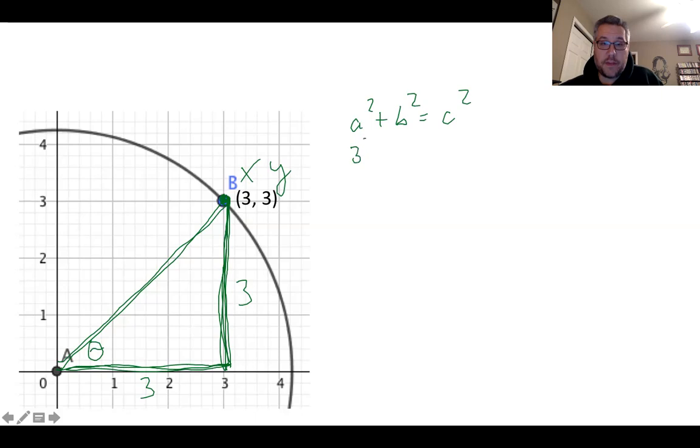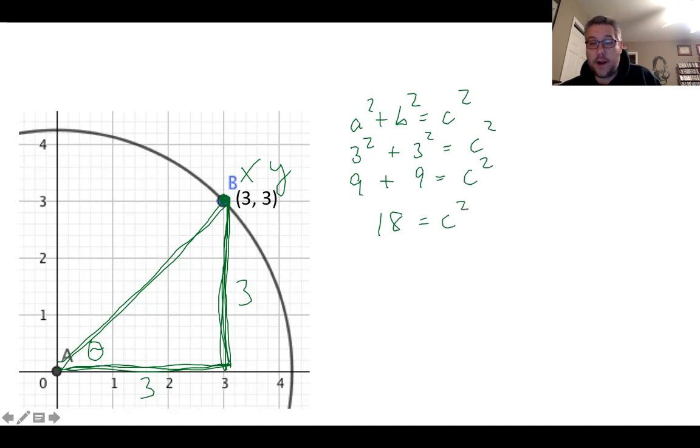So we've got 3 squared plus 3 squared equals c squared. Crunch it out. 3 squared, 3 times 3 is 9, plus another 3 times 3 is 9 equals c squared. 9 plus 9 is 18 equals c squared. And to undo the squared, you take the square root of both sides. So you get c equals the square root of 18.